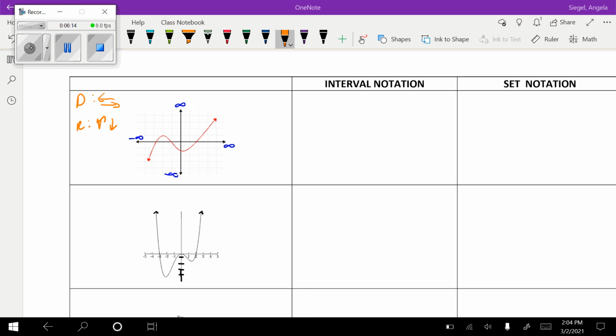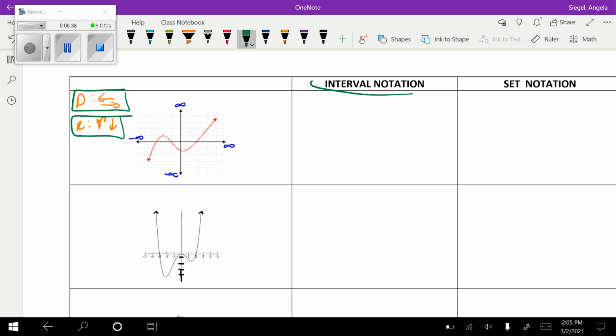Okay, so when I come to domain and range for graphs, I really force myself to think about the domain: how far to the left does it go, how far to the right does it go? And then the range: how far down does it go, how far up does it go? So I'm really going through that thought process when I come to these.